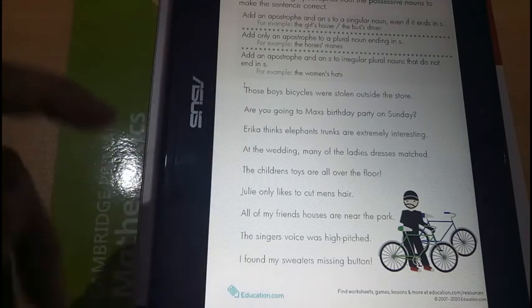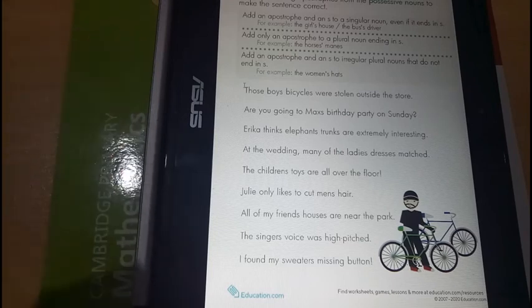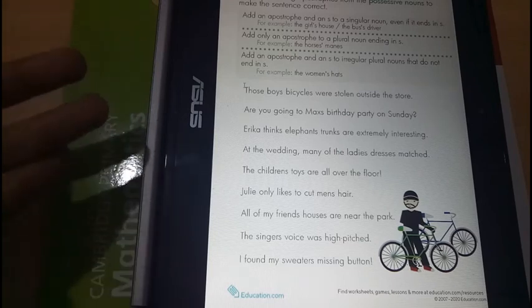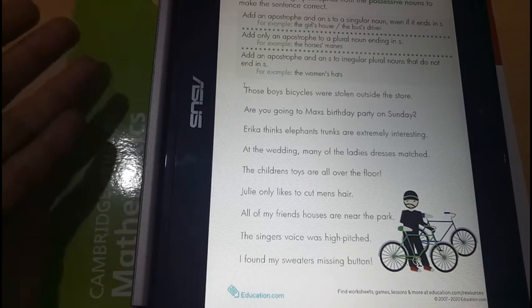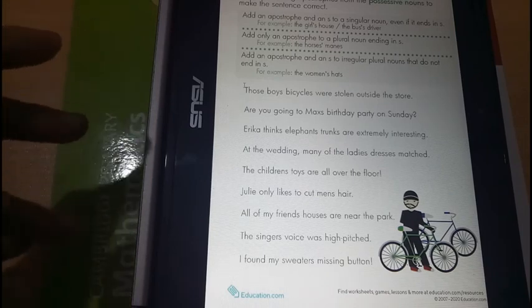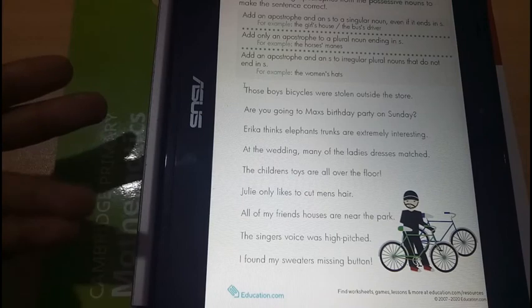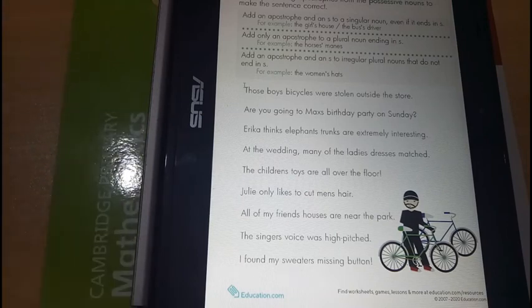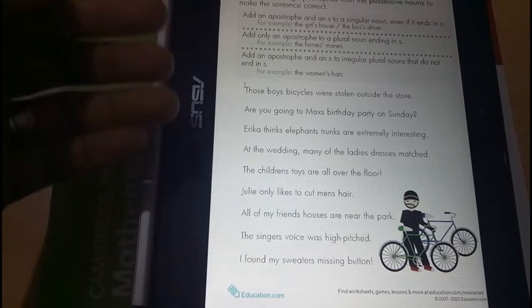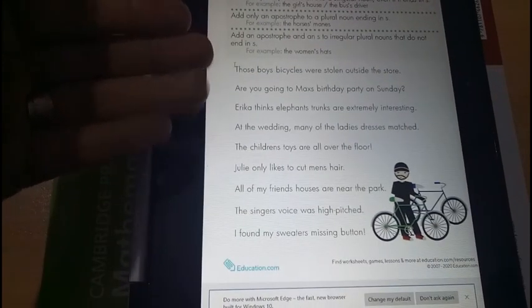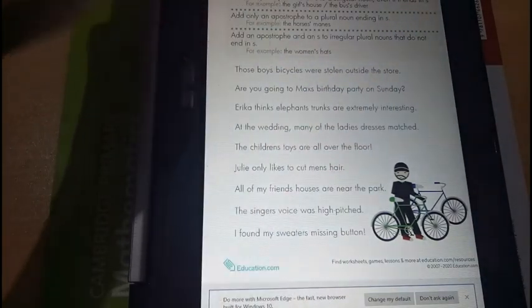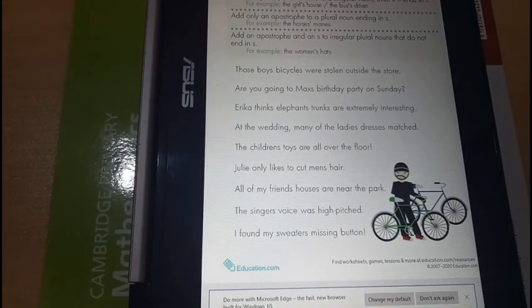Now think to yourself, is it singular or plural? Now if it's singular, where do we add the apostrophe? If it's plural, where do we add the apostrophe? Consider, if it's plural, think if it ends with letter S. If it's plural and if it doesn't end with letter S, then where do you write the apostrophe? Okay, so on your notebook, please write the complete sentence together with the correct apostrophe.